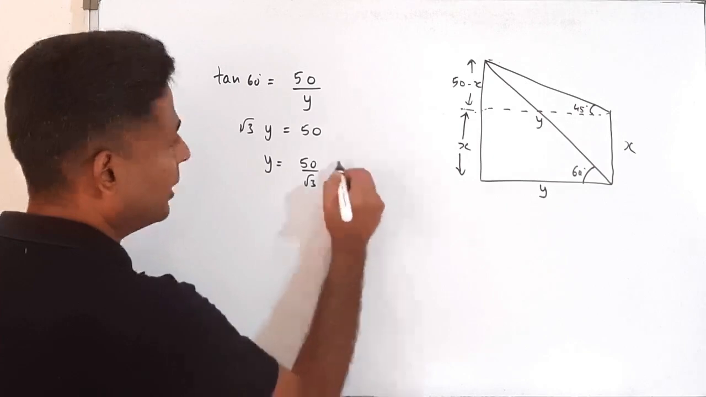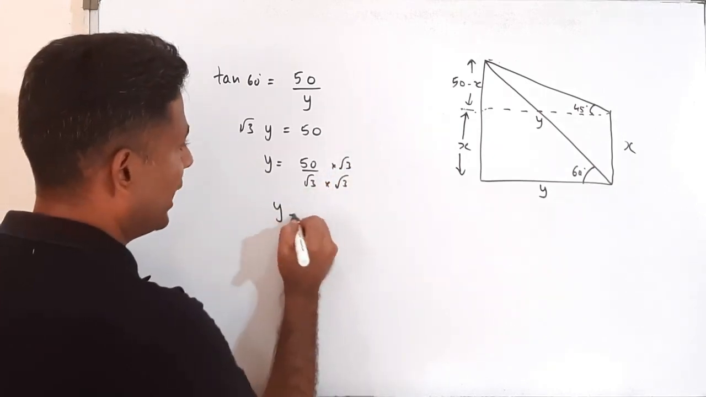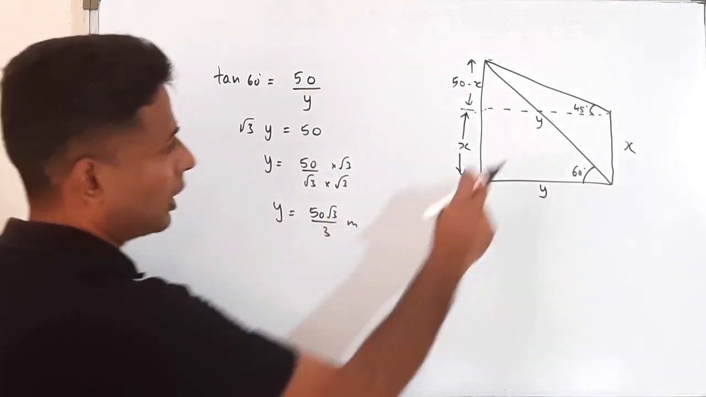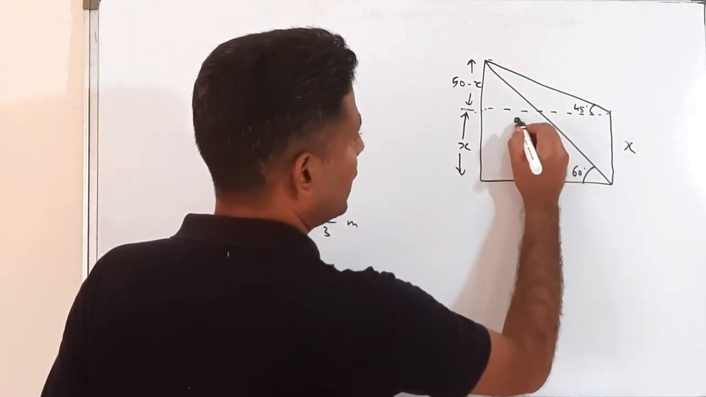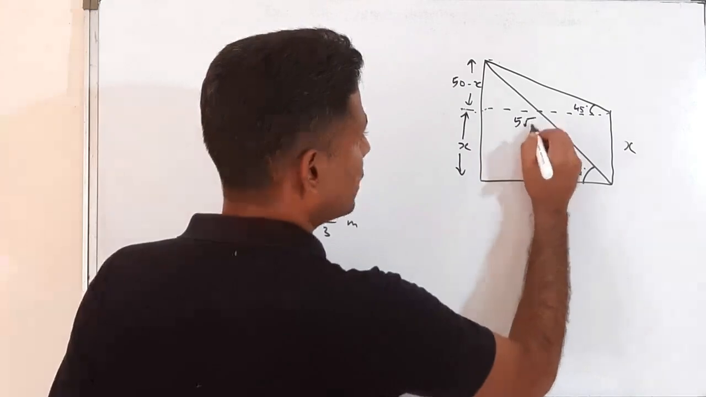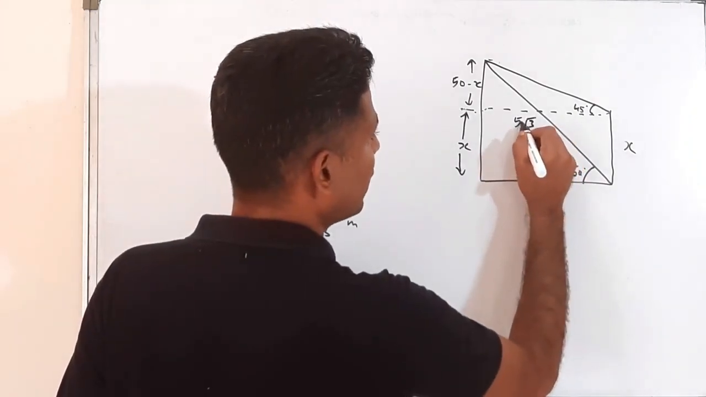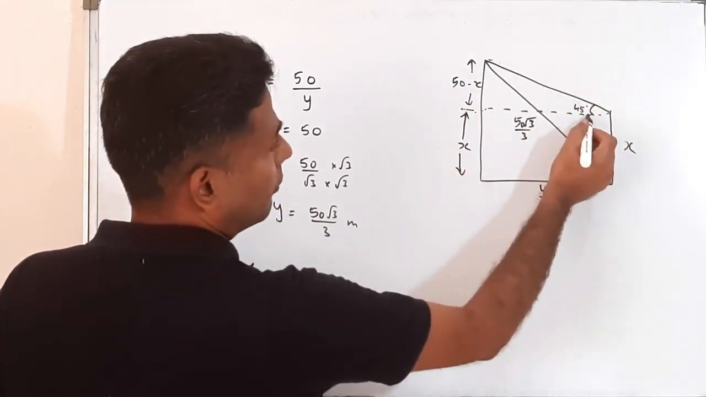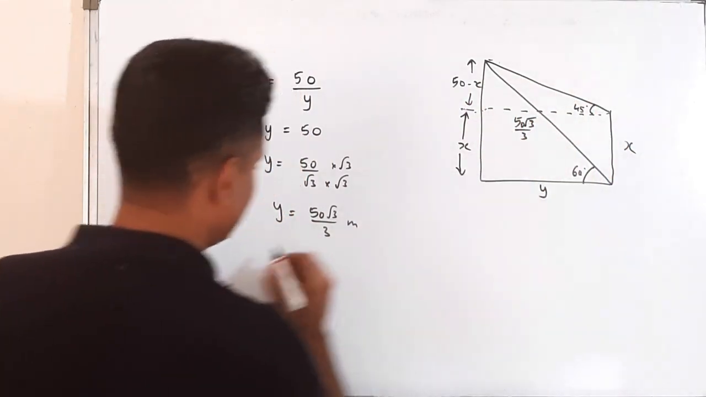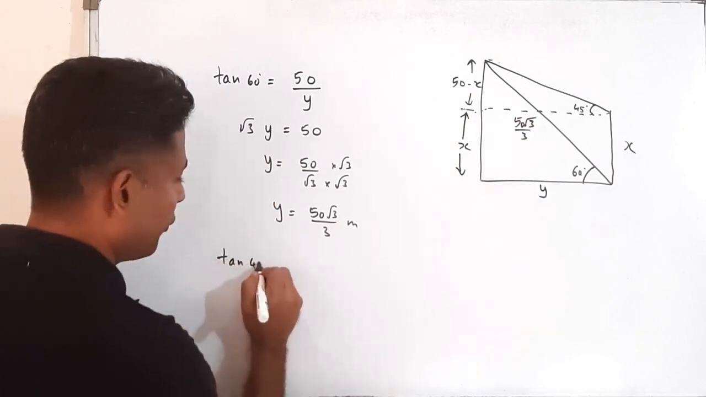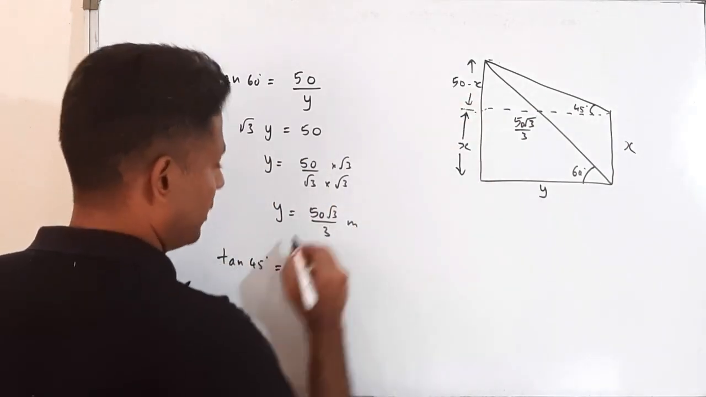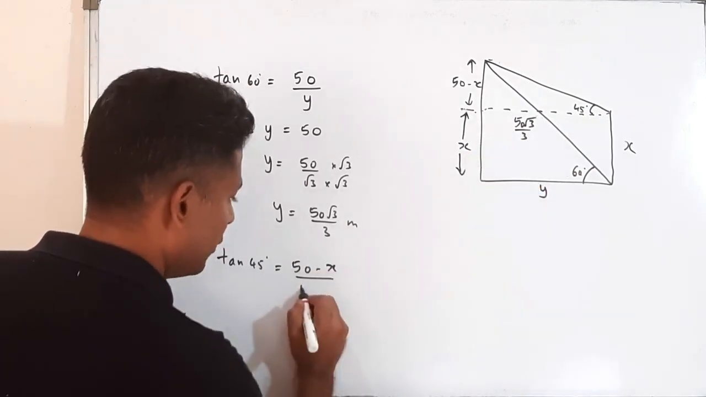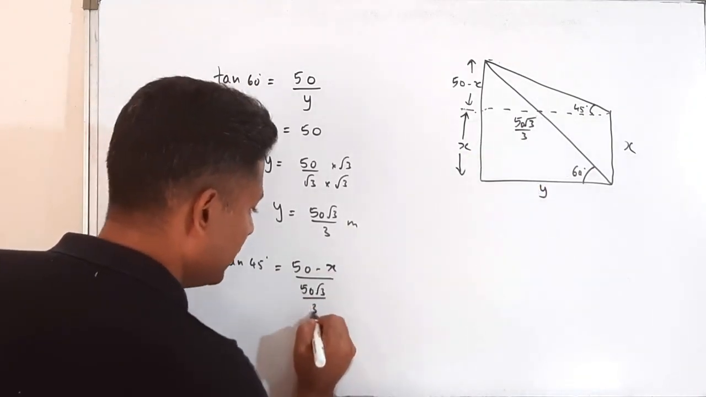Again rationalizing denominator, what do we get? y equal to 50 root 3 by 3 meters. So now we got y as 50 root 3 by 3. Now taking this triangle, we have the angle, opposite side and adjacent side. So tan 45 equal to opposite, that is 50 minus x, by adjacent, that is 50 root 3 by 3.